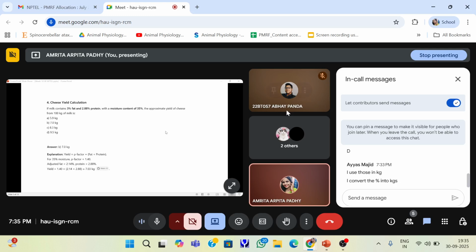So the P factor is taken from the table. There is a table for the moisture content, so from that you can know it. There is nothing like a formula for the P factor. For the moisture content of 35%, the P factor is 1.4. Okay, I hope that is clear. Yeah, so that's where you people have done it wrong.